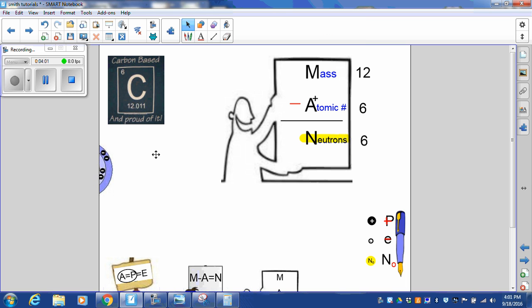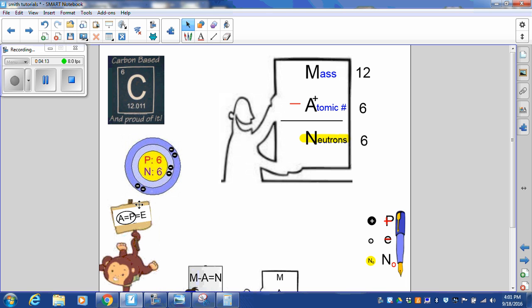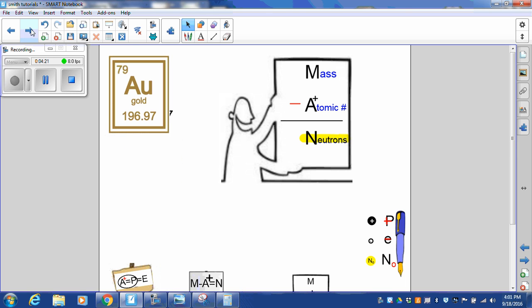Here is the Bohr model of carbon. So 6 protons, 6 neutrons, and 1, 2, 3, 4, 5, 6 electrons. So I say carbon is the evil element. It has 6, 6, and 6. Let's get away from carbon.